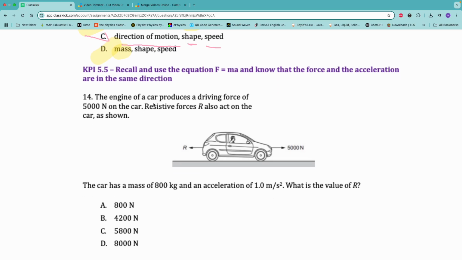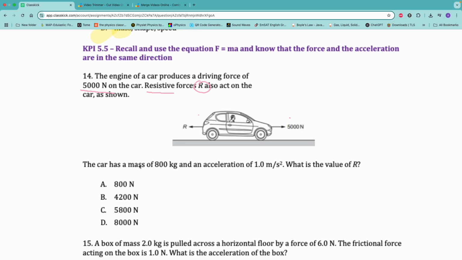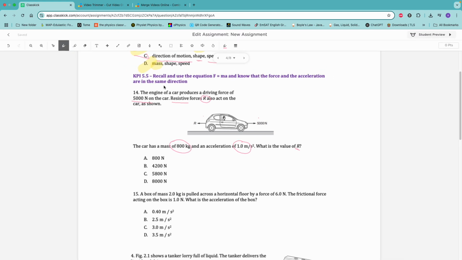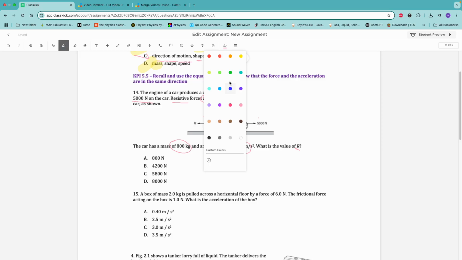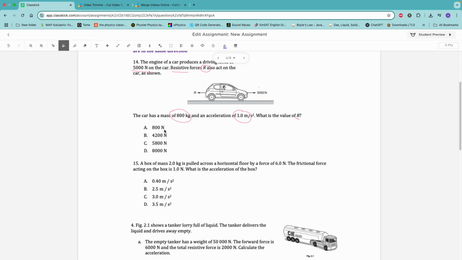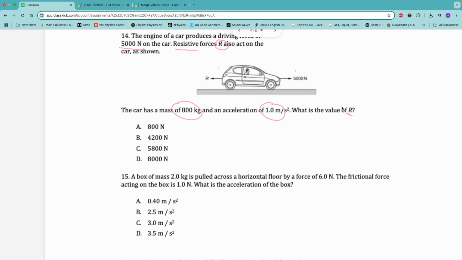The engine of a car produces a driving force of 5,000 Newton on the car. Resistive force R also acts. As it's drawn here, this is the forward force and this is the resistive force. This is the mass of the car, and also we have information about acceleration. We need to find R. We can solve this question by using one step or two steps. In a very simple way, we need to find R.